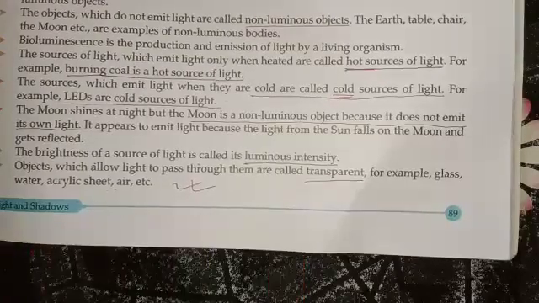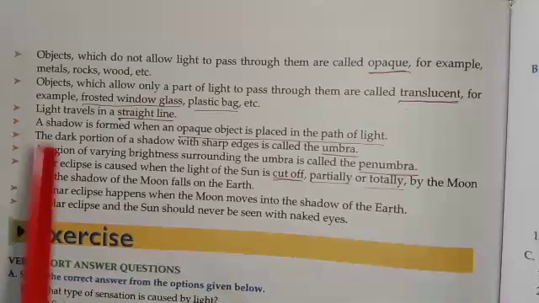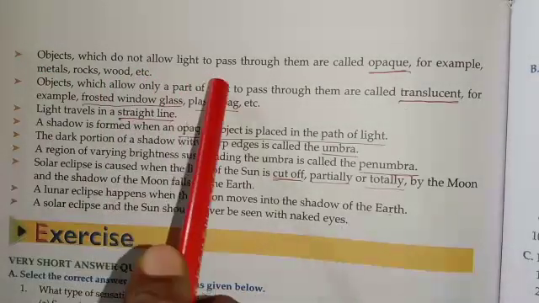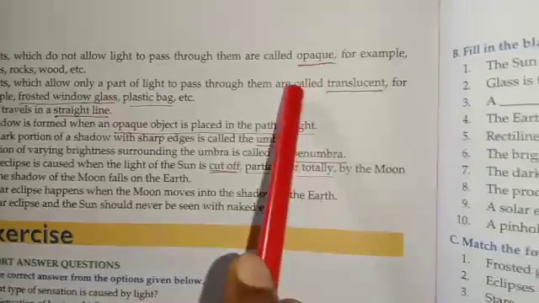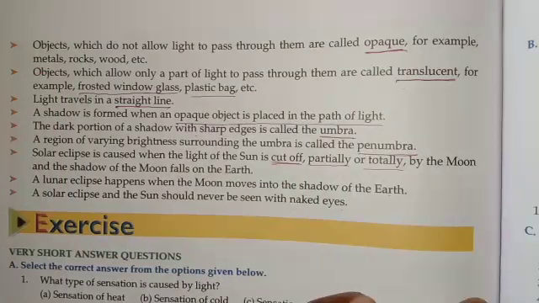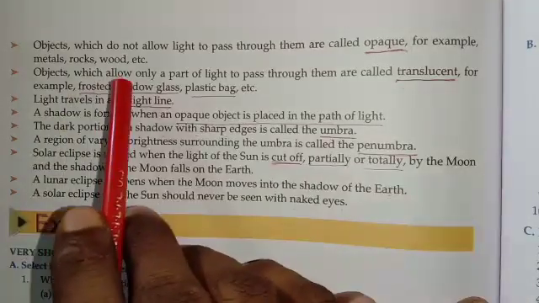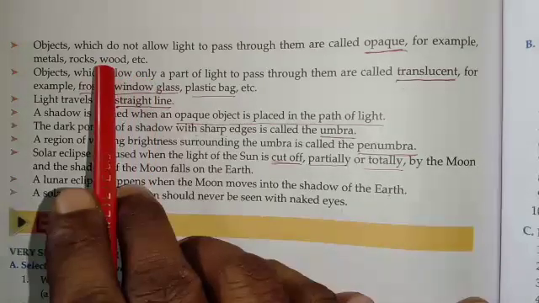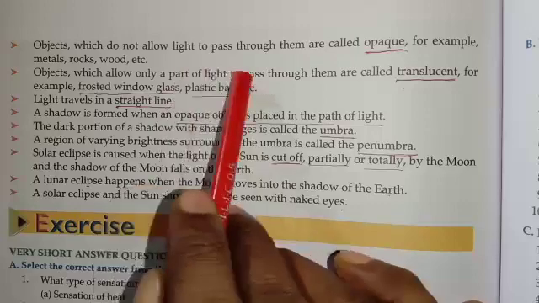Let us go to the next point: opaque objects. Objects which do not allow light to pass through them are called opaque. For example, metal, rock, wood. These are all examples of opaque objects. Opaque means which do not allow light to pass through them.